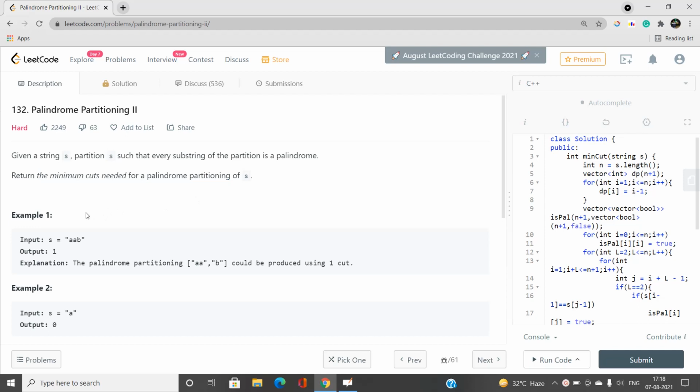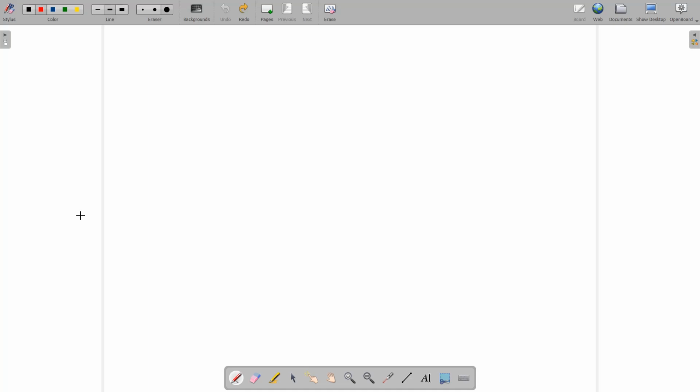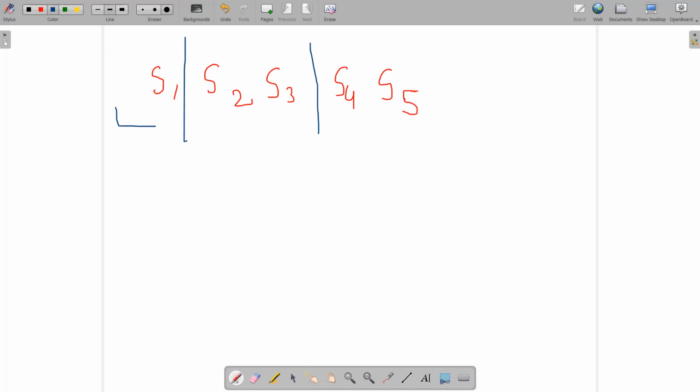What this problem is going to signify is, we have some string like s1, s2, s3, s4, let's say up to s5. We need to partition this string into multiple substrings. Then this is one substring, this is another substring, and this is another substring. The cuts that I am going to perform, you can see this is one of the cuts, and this is also one of the cuts. So there are two cuts that I am going to do right now.